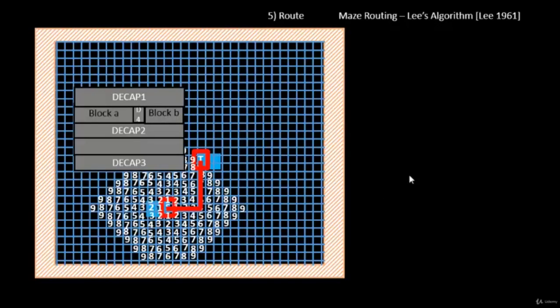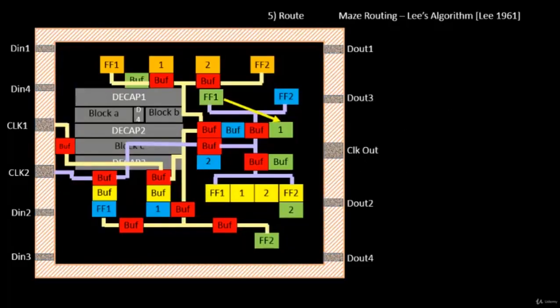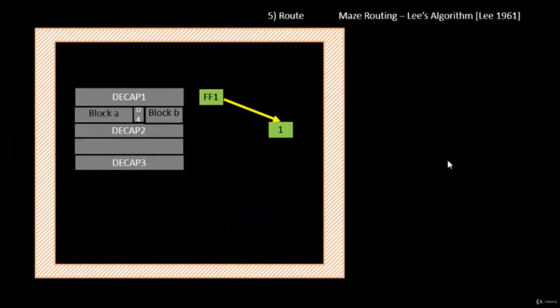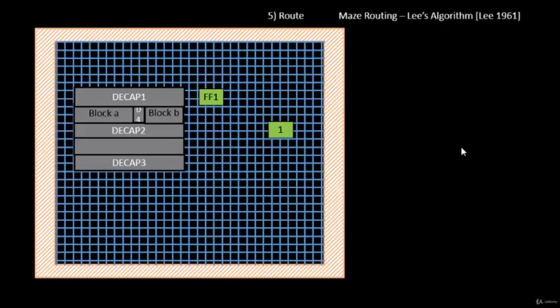Okay, so let's take another example. For example, we have to connect this flip-flop 1 to this particular one. So what we'll do, we'll follow the same process. Let's remove all of them and keep the blockage only. So we'll first of all prepare a grid for it. We'll use the same grid that we used in the previous example. We'll have one source and the target, and the numbering for the maze.